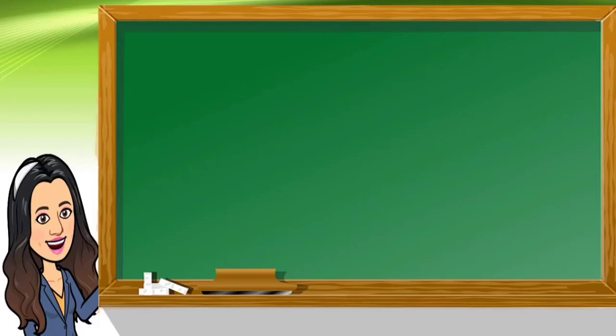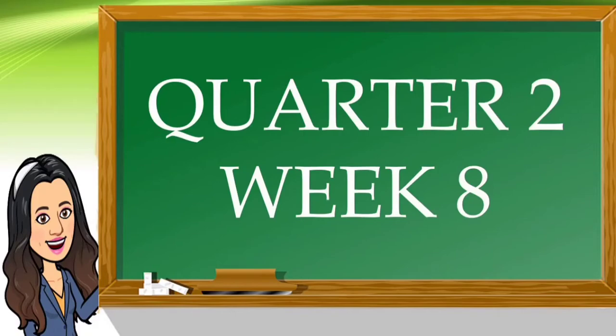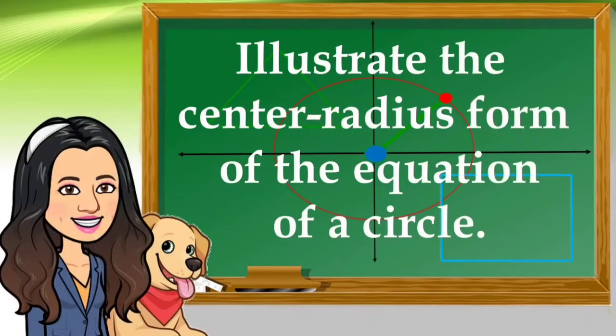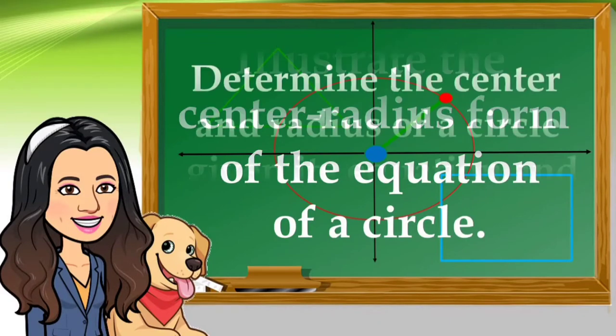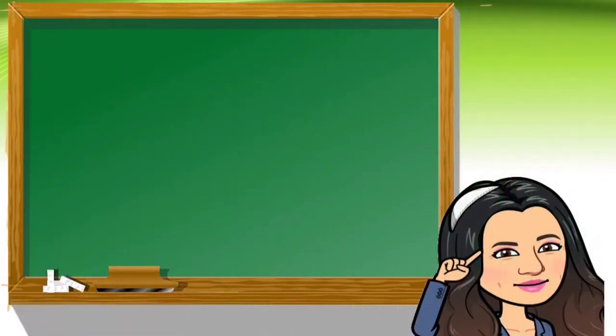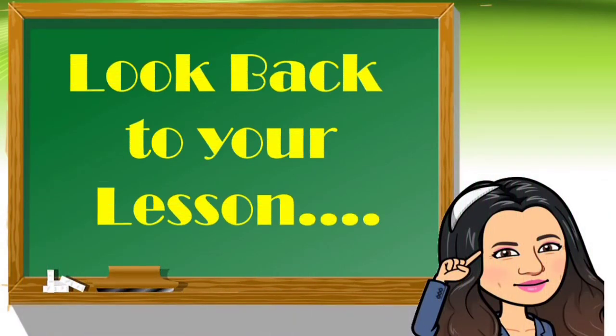This time we will be discussing Quarter 2 Week 8's lesson, and our objectives are: illustrate the center radius form of the equation of a circle, and determine the center and radius of a circle given its equation and vice versa. But before that, let us look back to your lesson.